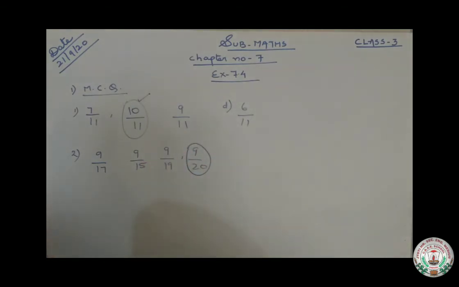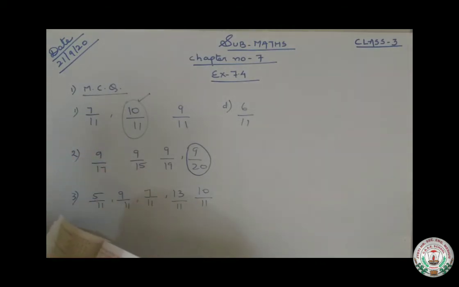Number 3. You have to write the ascending order of the fractions. I am writing the question here. 5 by 11, 9 by 11, 7 by 11, 13 by 11 and 10 by 11. You have to write the ascending order. Children, when the denominators are same, we will compare with our numerator. And ascending means we have to write from smaller to greater.